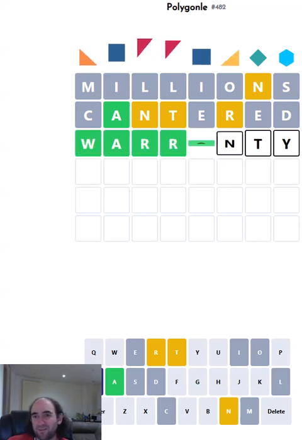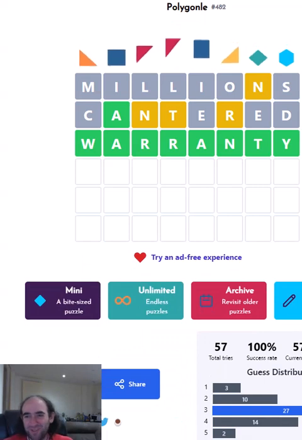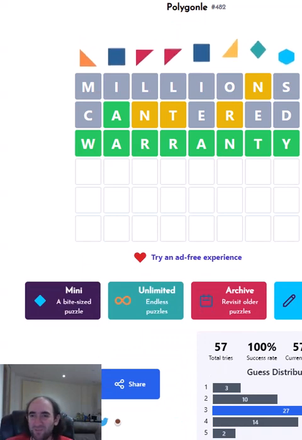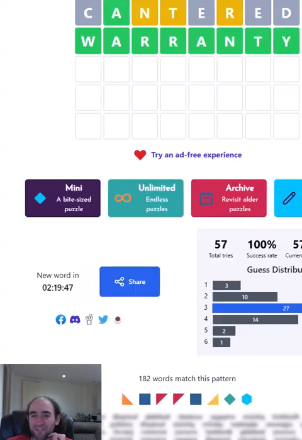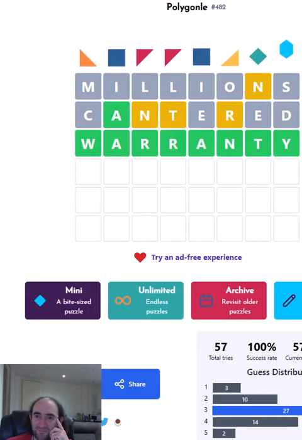Warranty. That would work. There we go. So I was a little bit close when I put in wannabe, but not that close really. Any word starting with W is not going to be the first one that springs to mind, I think. So, yeah. Not my best, but still quite happy to get that in three. It wasn't the easiest one, and there were quite a few words that matched that pattern. So, it could have been better, but it definitely could have been worse.